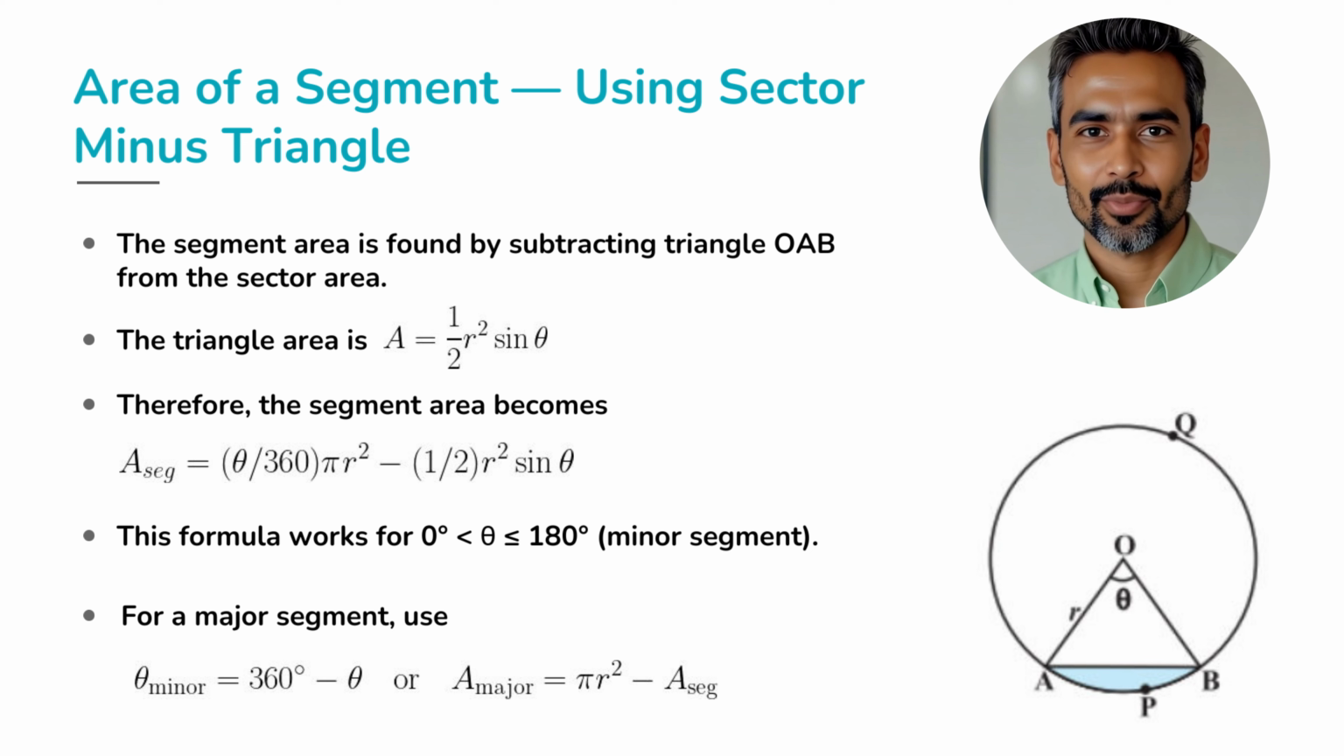This formula works beautifully for small angles, theta less than or equal to 180 degrees. For larger ones, just take 360 minus theta or subtract from the total circle area. So basically, geometry gives us the perfect math recipe to calculate even weirdly shaped slices.